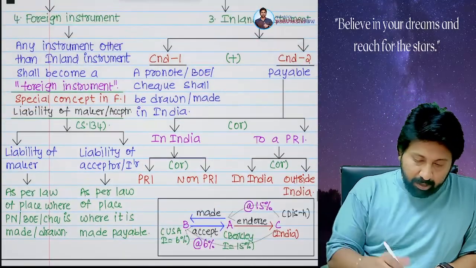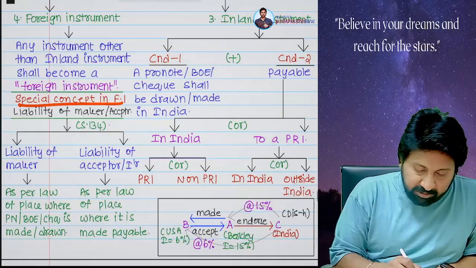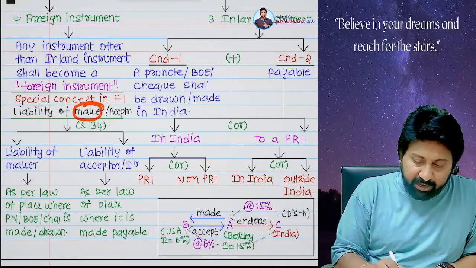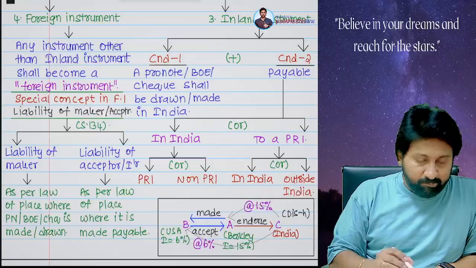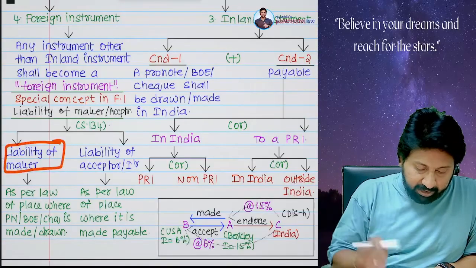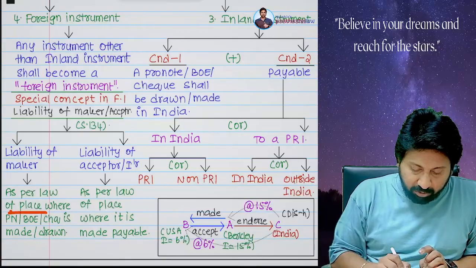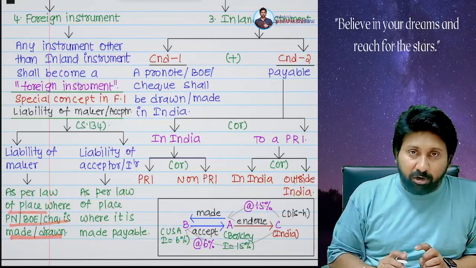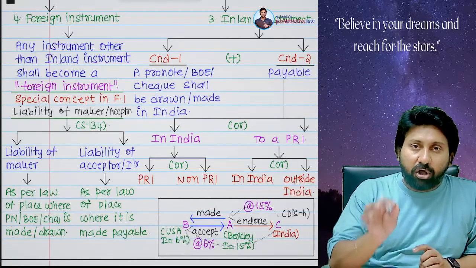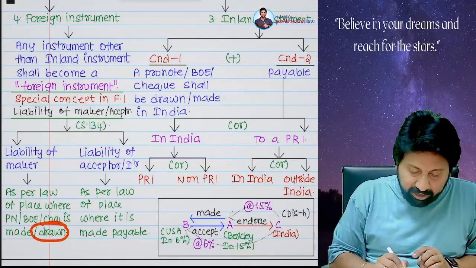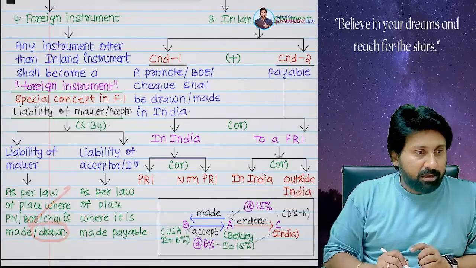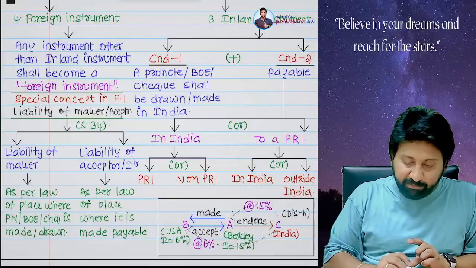See here. Special concept on foreign instrument. Liability of the maker, liability of the acceptor. Okay. Liability of the maker is as per the law of the place where the promissory note or bill of exchange or check is made or drawn. If the check is drawn in India, as per that law, everything will work. Punishments and everything will be working.